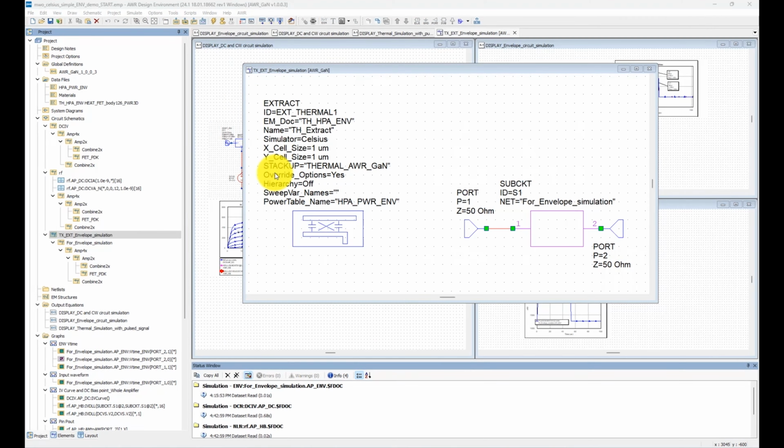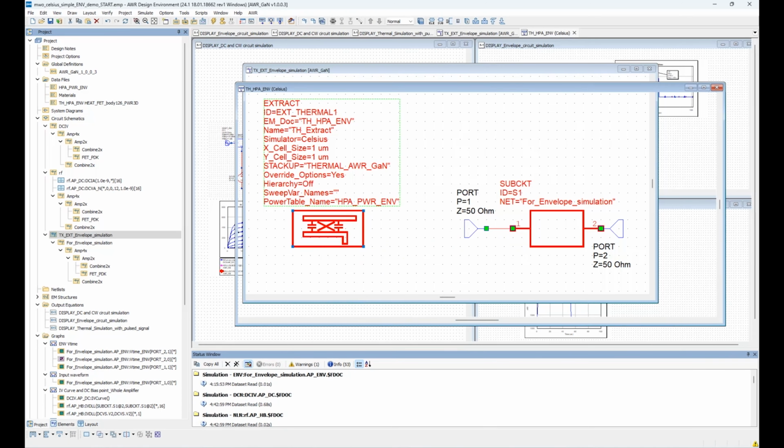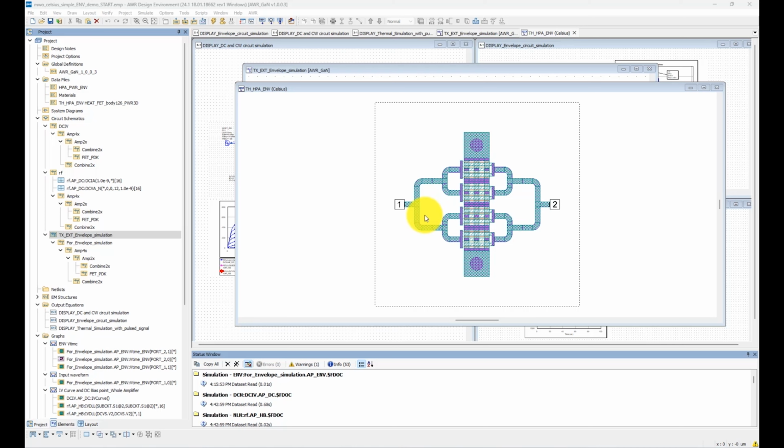In Microwave Office, we can automatically create the 3D geometry from the circuit layout using a process known as extraction. This utilizes the same Microwave Office framework used to generate geometries for EM simulation.